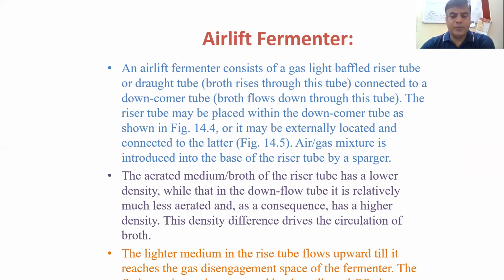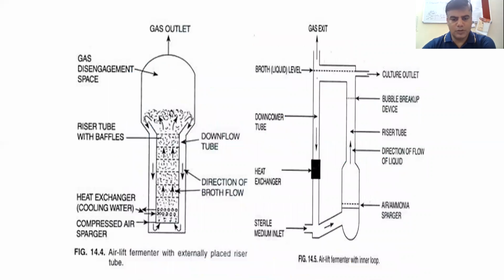The aerated medium in the riser tube has a lower density, while that in the downflow tube is relatively much less aerated and as a consequence has a higher density. The lighter medium in the riser tube flows upward till it reaches the gas disengagement space of the fermenter. So this is the airlift fermenter with externally placed riser tube.